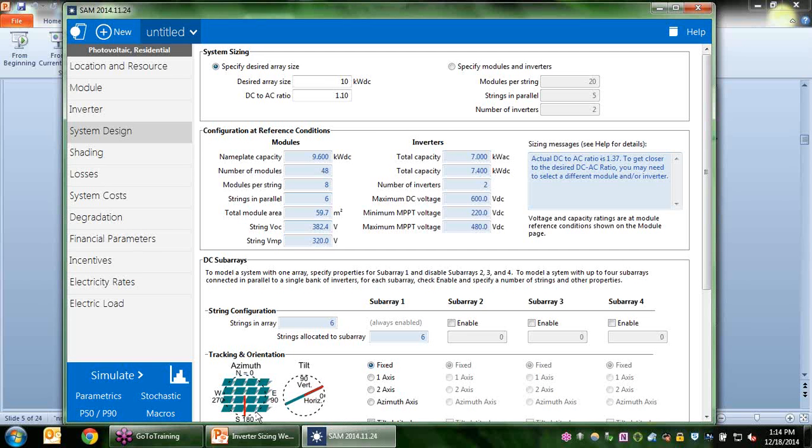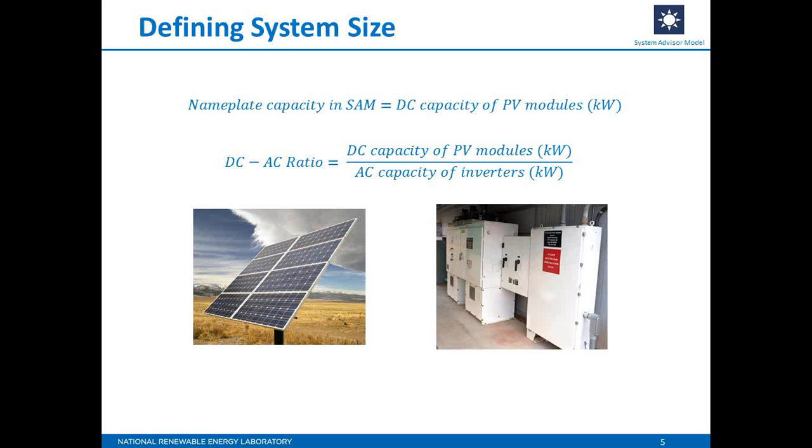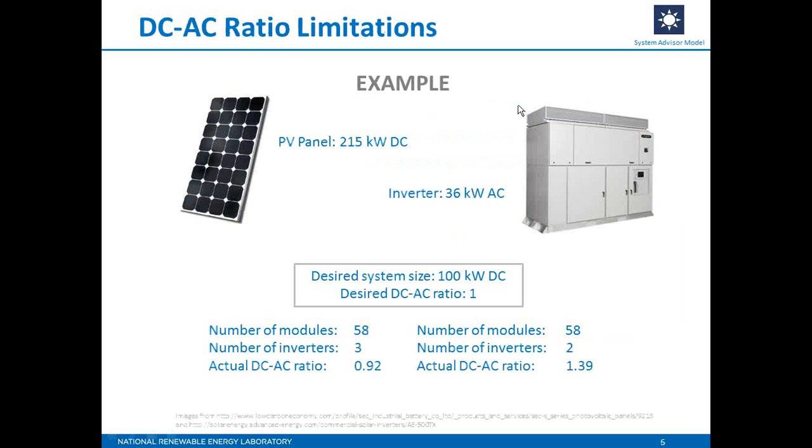So now that we've gone through the workflow of sizing a PV system in SAM, I want to talk a little bit more about the DC-AC ratio that I was mentioning. This is an example to illustrate some of the limitations of the DC to AC ratio that I was mentioning earlier, about how you're working with discrete sizes or discrete numbers of PV modules and inverters that are specified sizes.